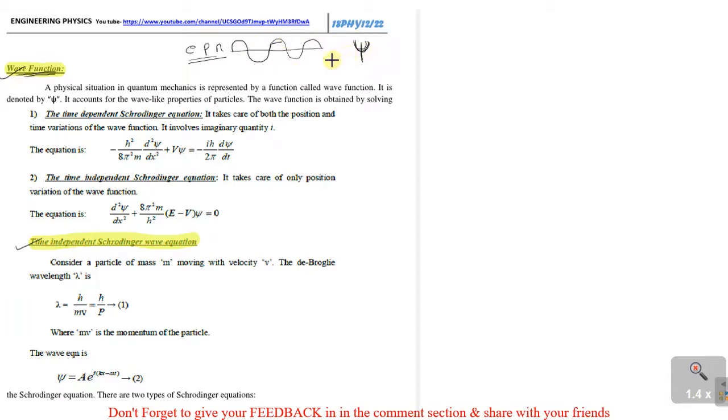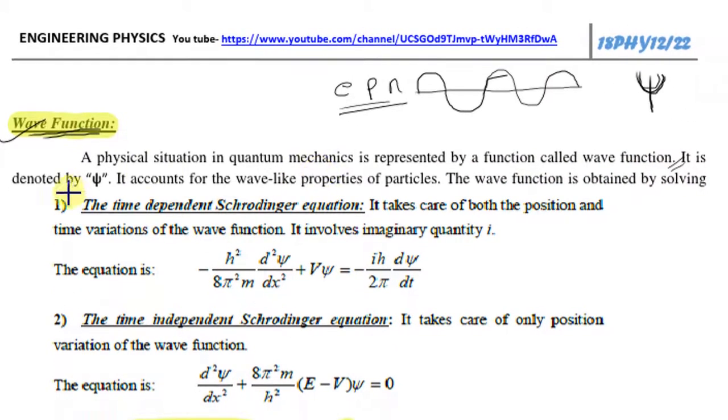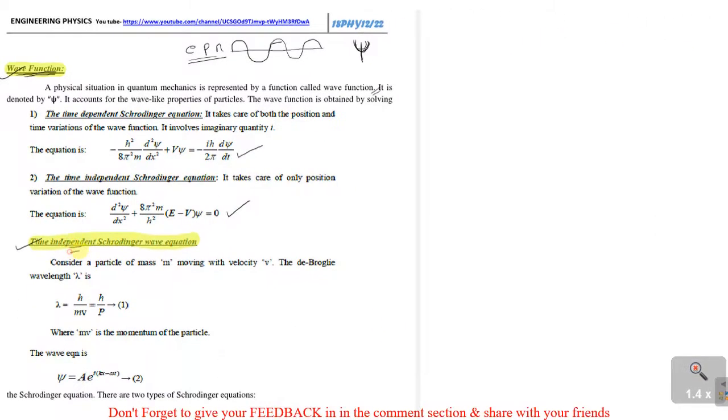If I define the wave function, a physical situation in quantum mechanics is represented by a function called the wave function, and it is denoted by psi. There are two equations: one is the time dependent part and the other is the time independent part, but in your syllabus we need to derive the equation for the time independent part.